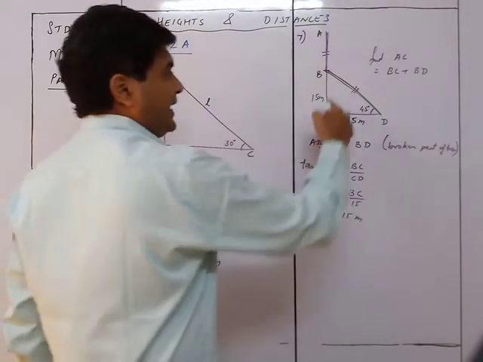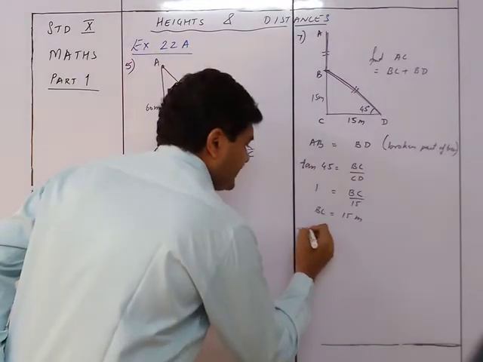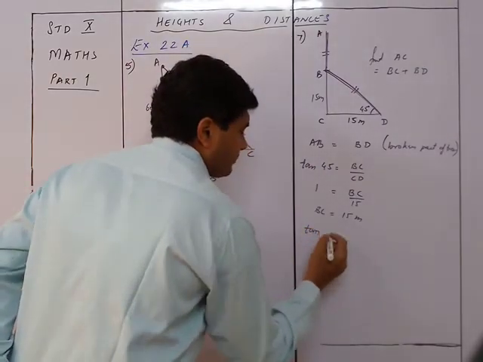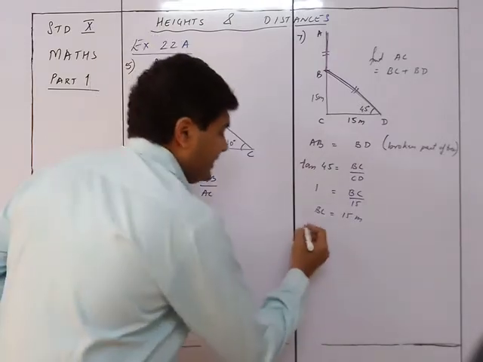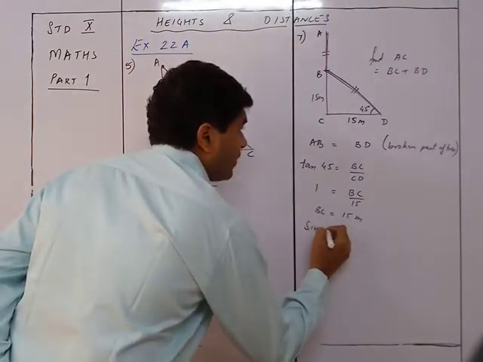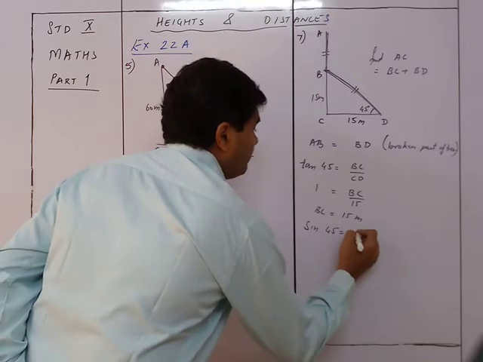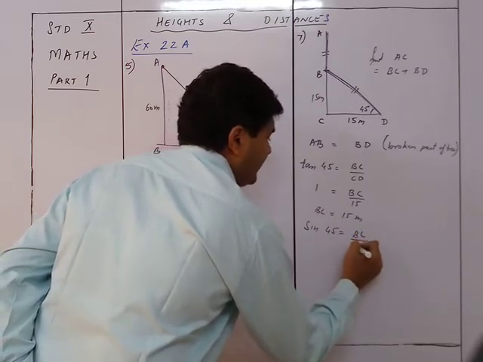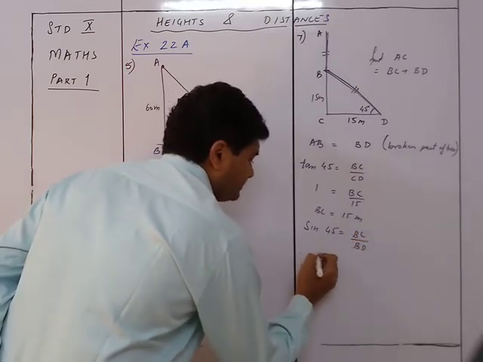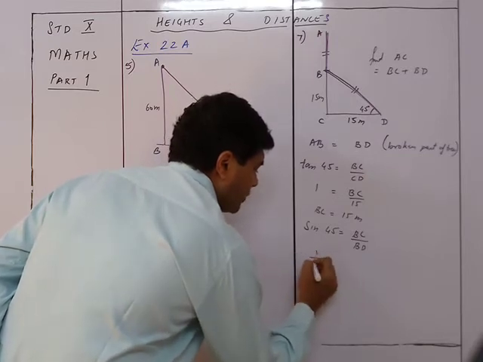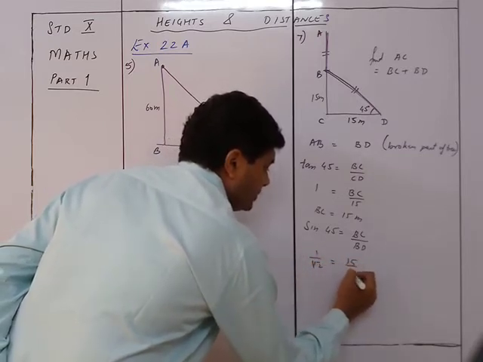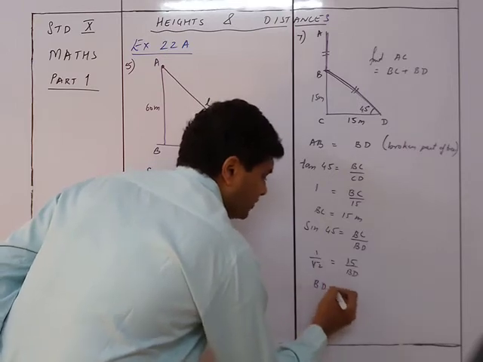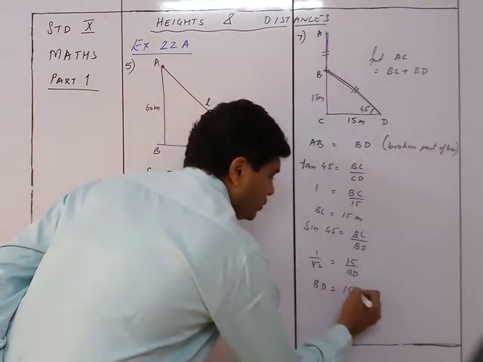Now, we take BD. Obviously, sine 45 is equal to BC upon BD. Sine 45 is 1 upon root 2, equal to 15 upon BD. So therefore BD is equal to 15 root 2.